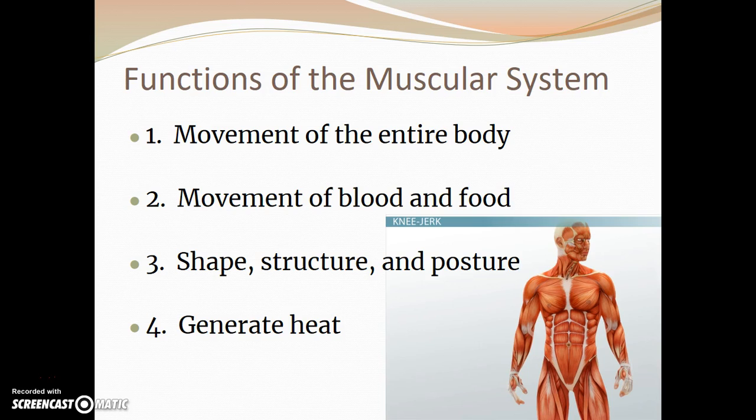If you have ever exercised or even just walked up a flight of stairs, you notice that you feel warmer, because as your muscles work, they generate heat, which helps keep you warm.